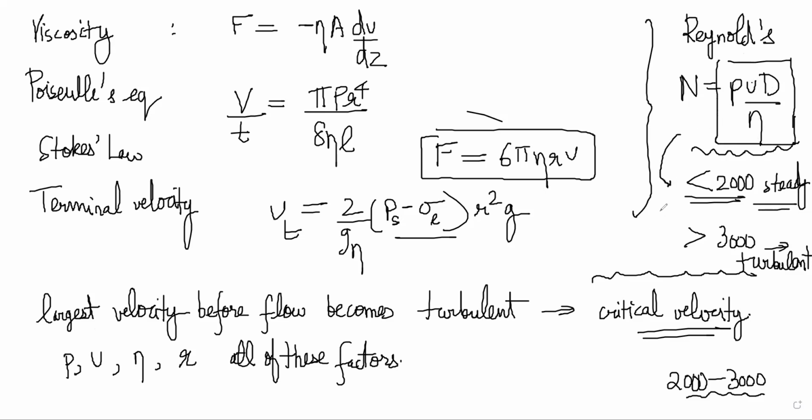And this is a heuristic. This is not a law or anything. This is just a good hint. If the value comes out to be 1000 or something, then likely the flow is steady. And greater than 3000, likely that it will be turbulent flow.